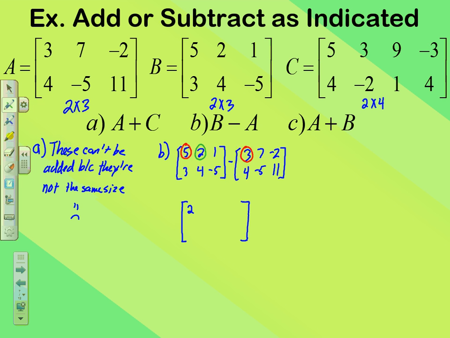Now I'm going to take that 2 that is in the second column of row 1 and the 7 here that's in the second column of matrix A, and we're going to combine those together. So I'm going to say the 2 minus the 7 that's there. So 2 minus 7 is going to give me a -5 for the second element of row 1 of my answer.